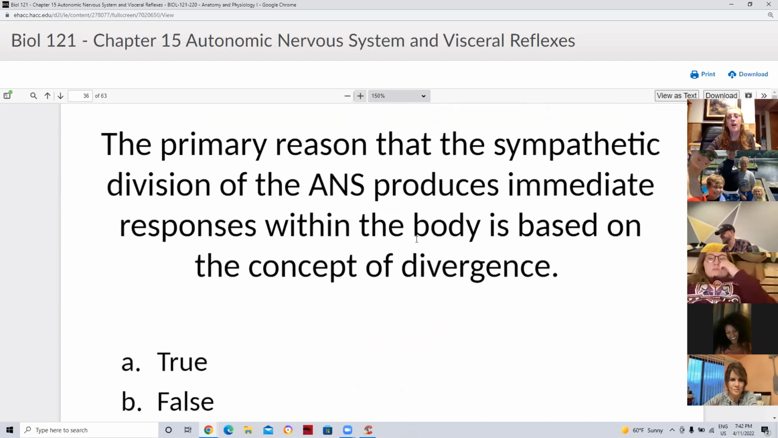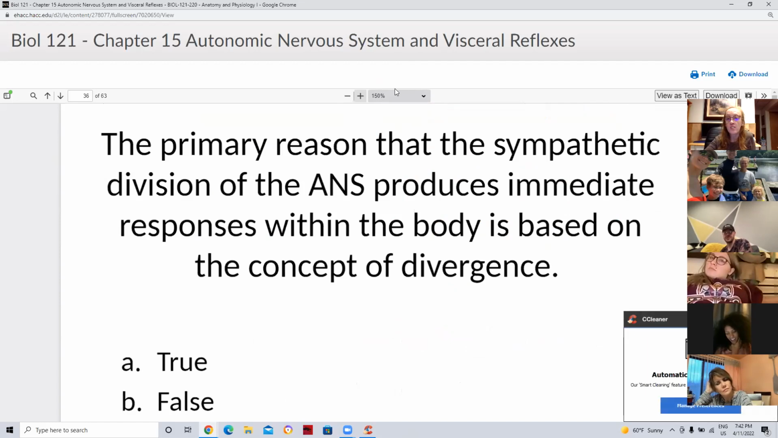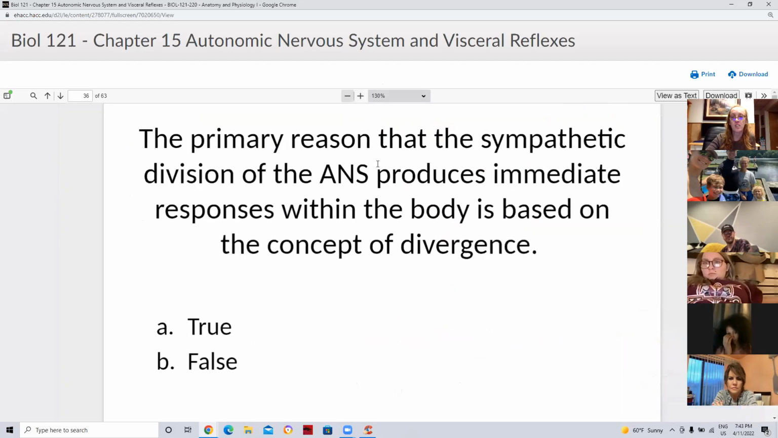Okay, so the primary reason that the sympathetic division of the autonomic nervous system produces immediate responses on the body is based on the concept of divergence. True or false?